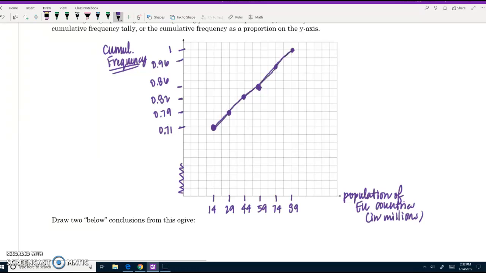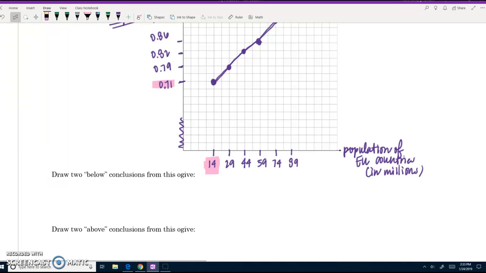So an ogive is a really useful graph because it allows you to draw conclusions about multiple categories at one time that you would have in a frequency table. So when you read off an ogive, you essentially read below percentage values. And we'll talk more about what that means when we do another example of an ogive on Monday. But what I can say is this value of 14 is the upper bound of my first class. So the corresponding y value, this 0.71 or 71%, tells me that 71% of the countries in the EU have a population below 14 million.